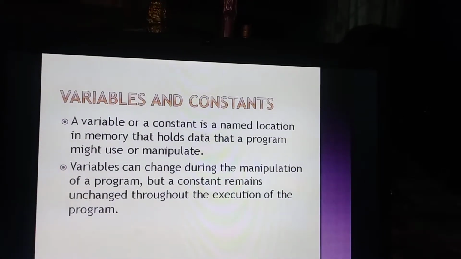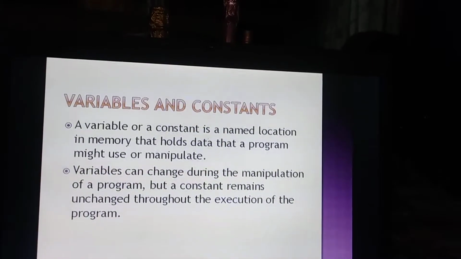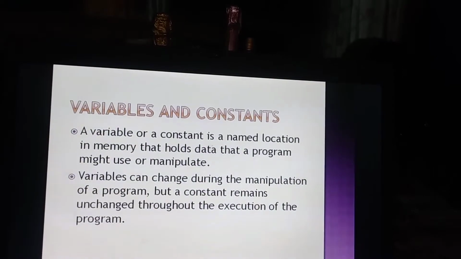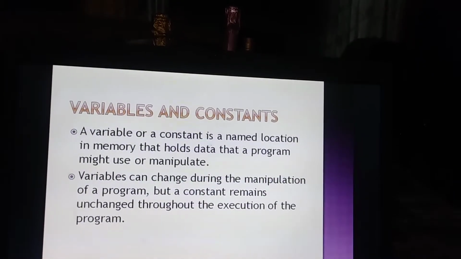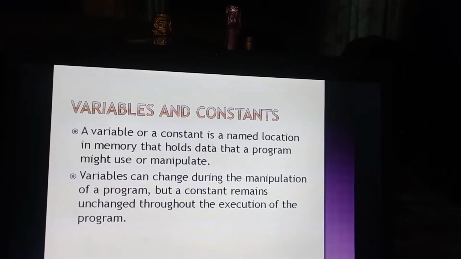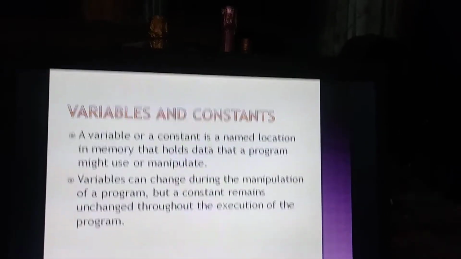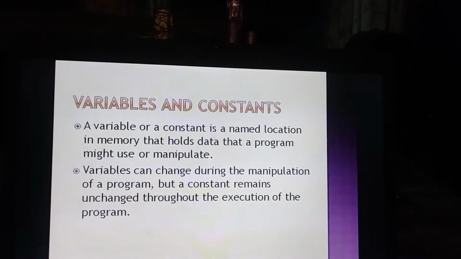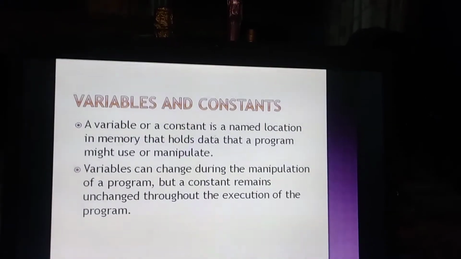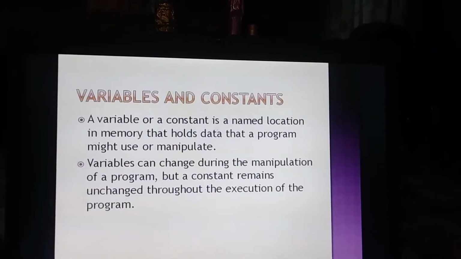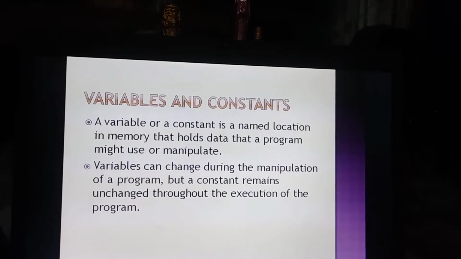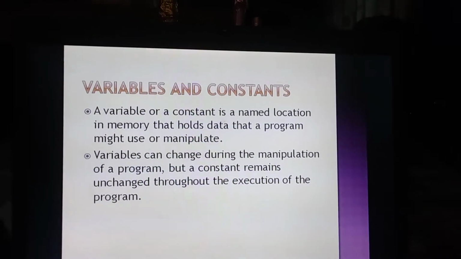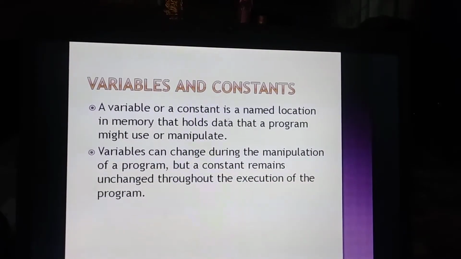Variables can change during the manipulation of a program, but a constant remains unchanged throughout the execution of the program. What is this saying? This is simply saying that in writing a program, you will need to use either a variable or constant or a mixture of both. Now, variables do change during the execution. So 4 can end up as 8 later on in the program. However, a constant remains unchanged. But you need to note that both of them store values.